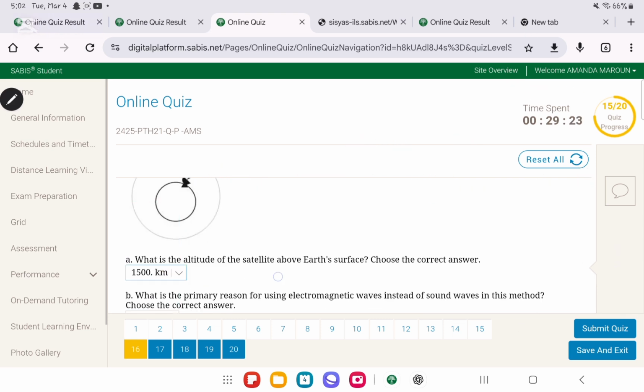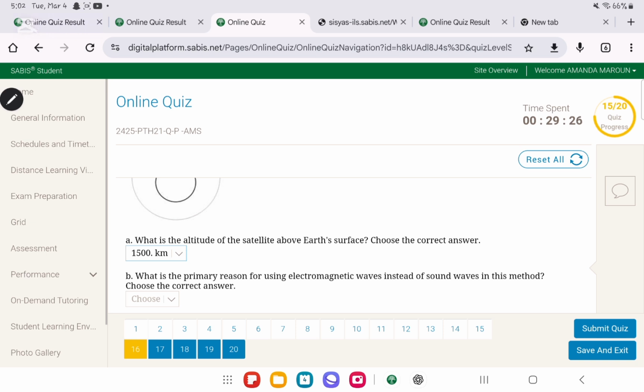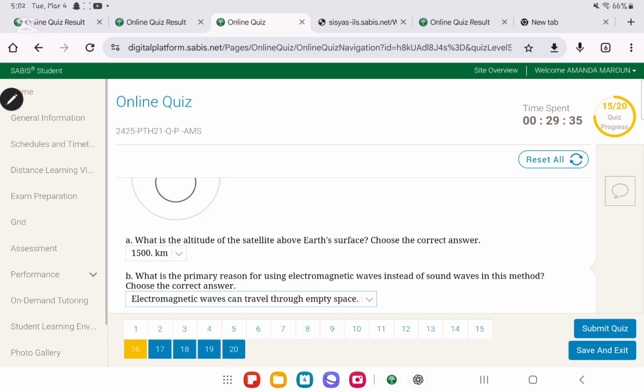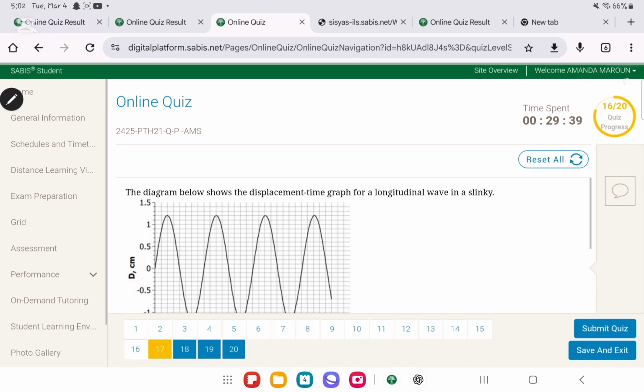So 1,500 kilometers. Now, what is the primary reason for using electromagnetic waves instead of sound waves? Very simply, electromagnetic waves can travel through empty space. This is all you need to know. We move on to question number 17.